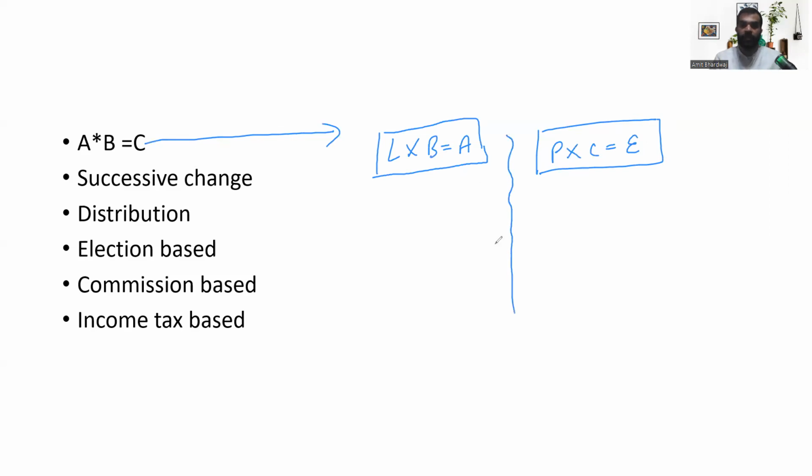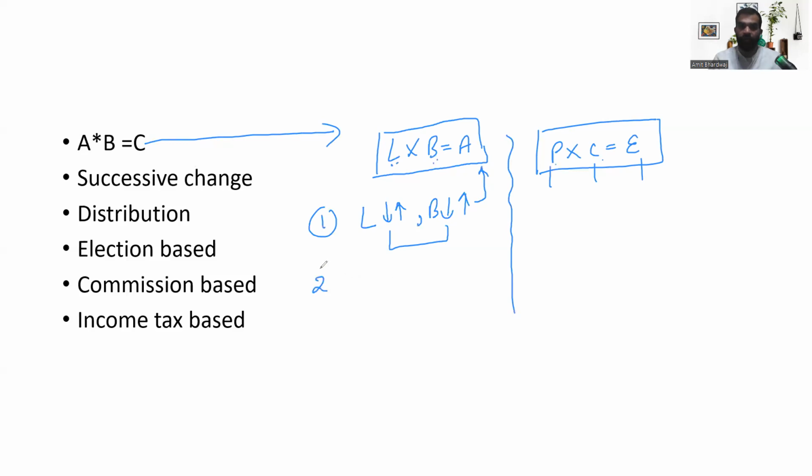Length, breadth, and area is a totally different scenario compared with price, consumption, and expenditure. But we are pretty sure about one thing: here are two variables, here also two variables. So what kind of question can be asked? The first type: length can be increased or decreased, as well as breadth can be increased or decreased, or we can see the change of both length and breadth on the area of a rectangle.